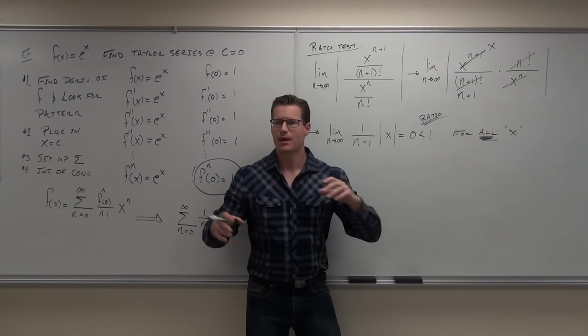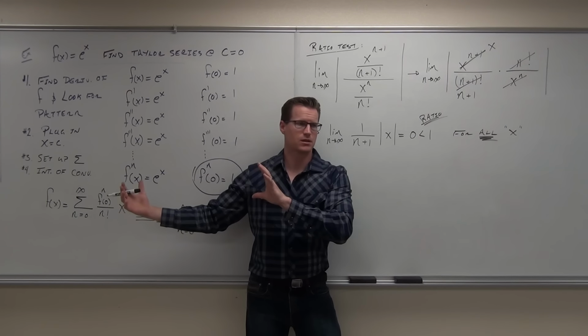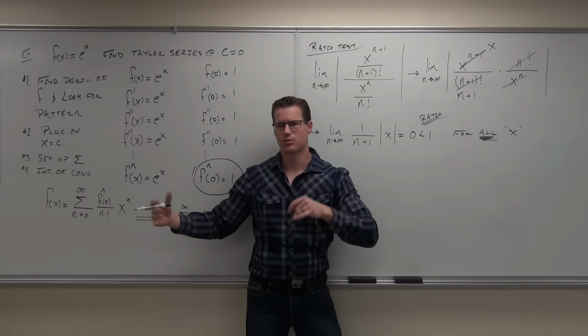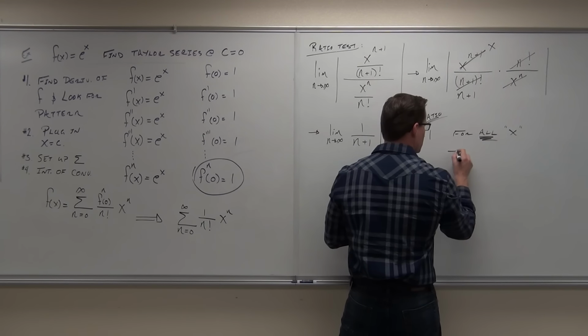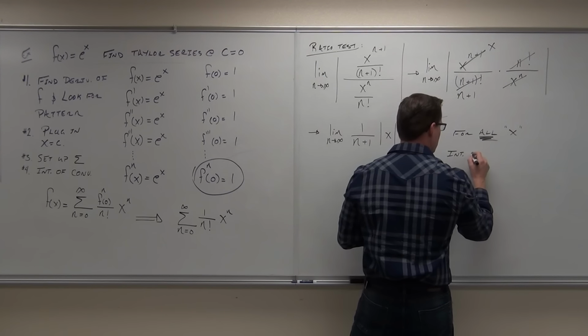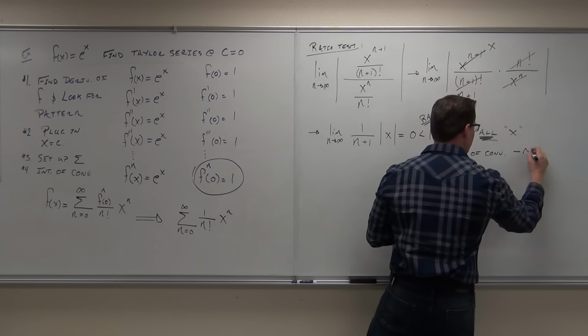What that means is that this function is represented by our Maclaurin series for any x. Any x you plug in, I can represent it with this series. So for all x means our interval of convergence is negative infinity to infinity.